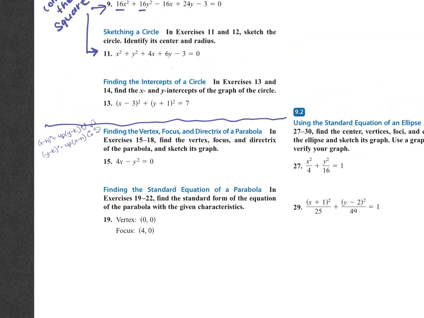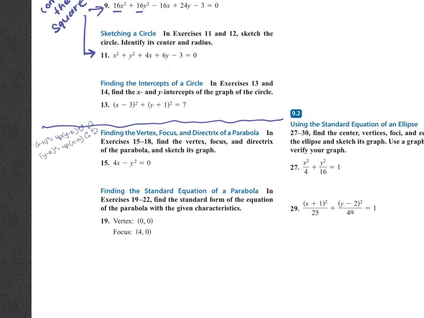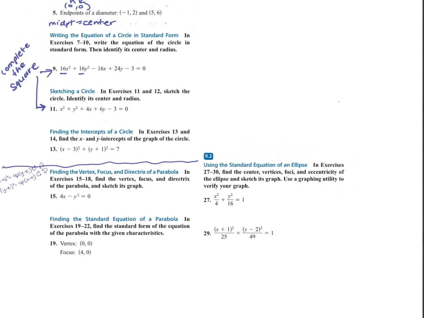You find the focus again by looking at the 4p, right? So just p, once you have it from the equation, you mean? Yeah. So set whatever's in front of that 4p equal to the number. Solve for p, and then that's the distance you either move right or left or up or down.